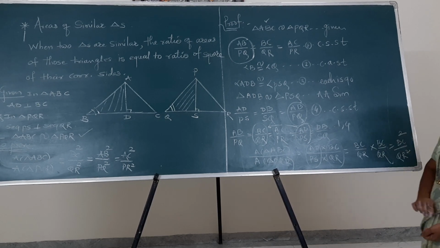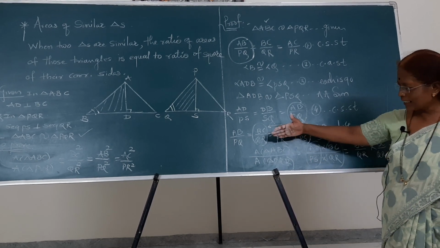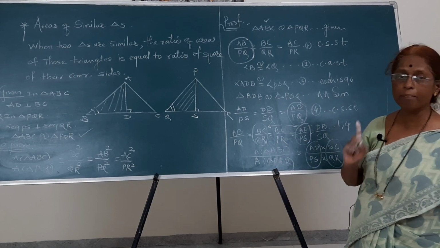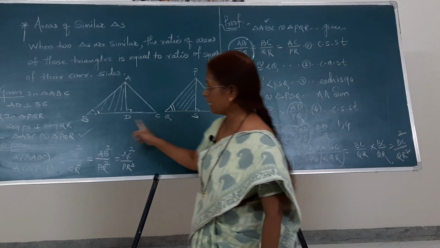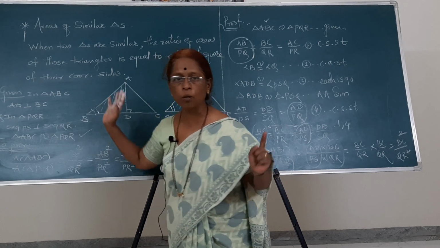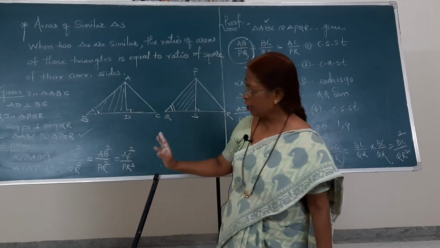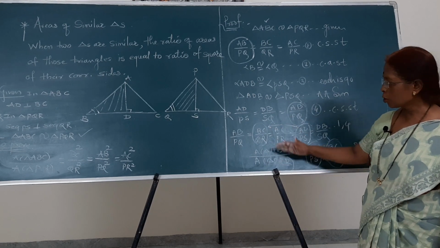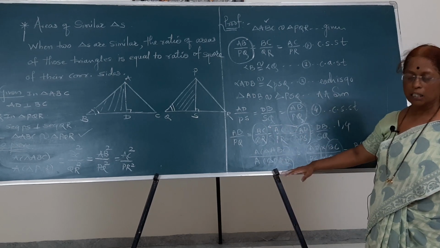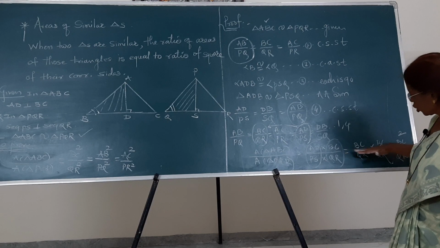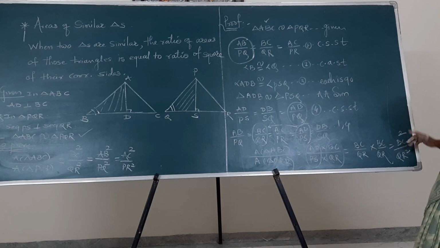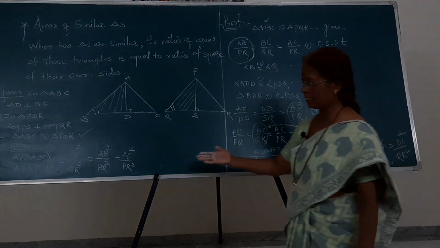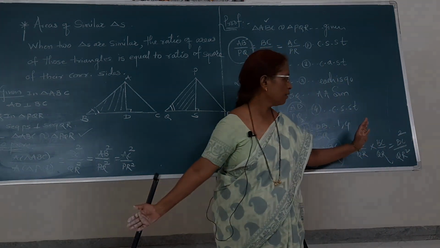Means in short, you proved that the ratio, when the triangles are similar, very important thing, that only when the triangles are similar can you say the ratio of areas of these two similar triangles is equal to the ratio of the squares of their corresponding sides. So here we got the answer.